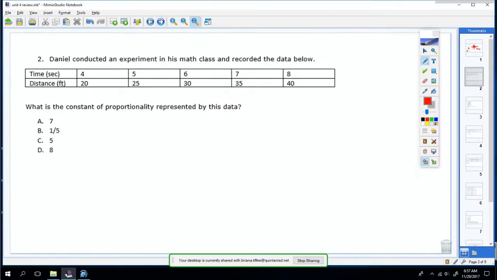Okay, number 2. This time it's asking to find the constant from this table. It's the same idea. This is my x, and this is my y. This increased by plus 1, and this increased by plus 5. So the y goes on top, 5 on top, and x goes on the bottom, equals 5. So the answer is C.